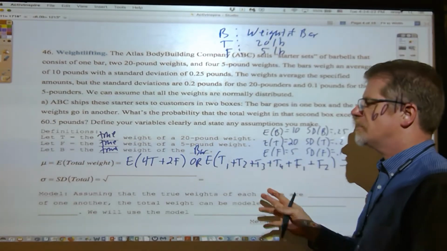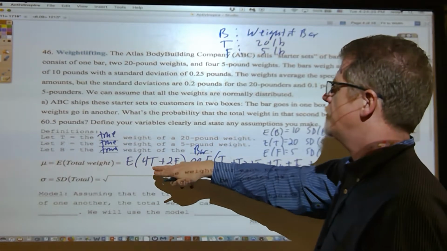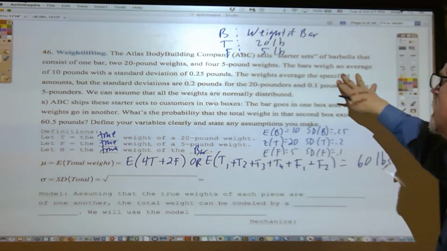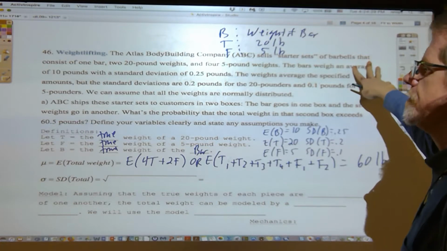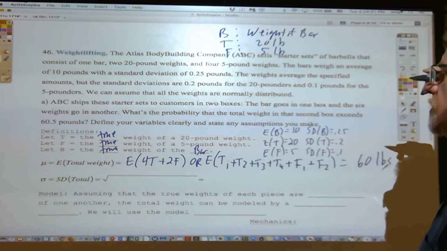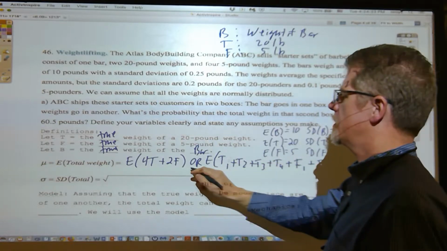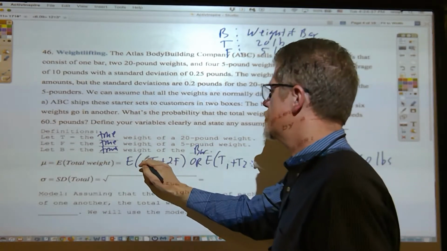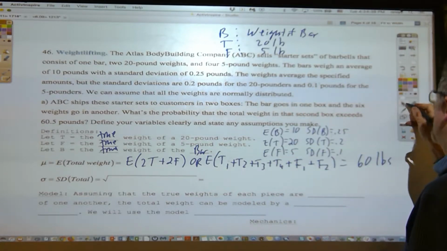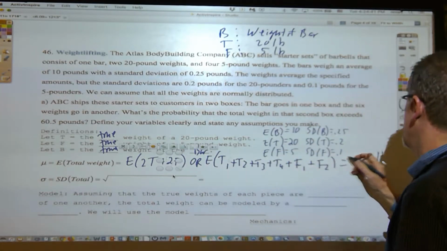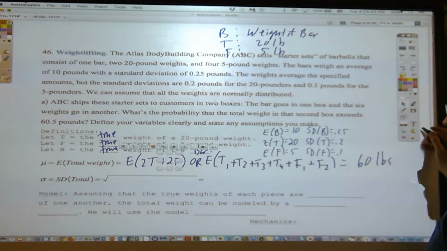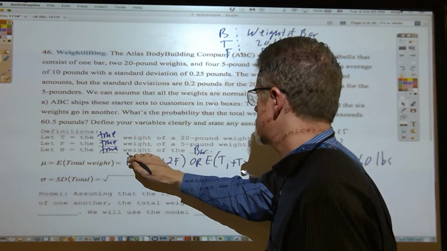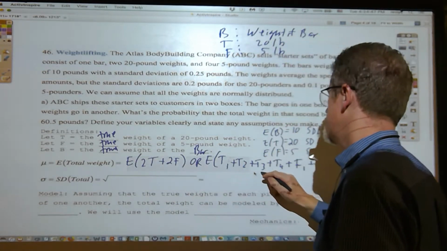Okay, so yeah, I found the mistake. There's not 4 20-pound weights. It says there's only 2 20-pound weights. So you probably already caught that. So let me fix that right now. So there's 2 20-pound weights and 4 5-pound weights. And so may as well just get rid of this. So we have to change it anyway.